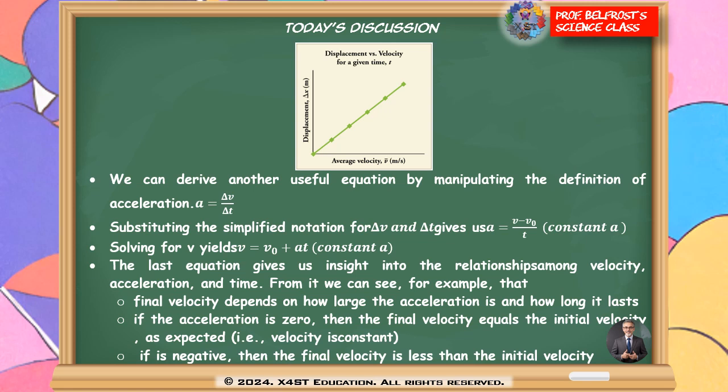Now we can derive another useful equation by manipulating the definition of acceleration, which is a equals delta v divided by delta t. By substituting the simplified notation for delta v and delta t, it gives us a equals v minus v0 divided by t. Solving it yields v equals v0 plus at. This equation gives us some important relationships. For example, the final velocity depends on how large the acceleration is and how long it lasts. If the acceleration is zero, then the final velocity equals the initial velocity, as expected. And if it is negative, then the final velocity will be less than the initial velocity.